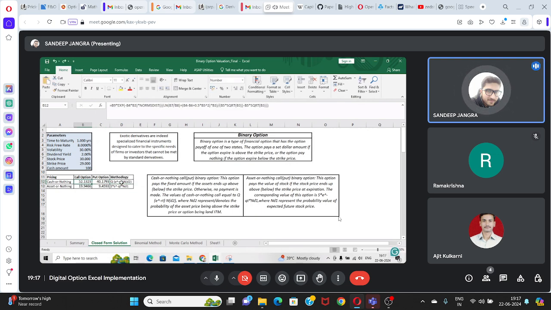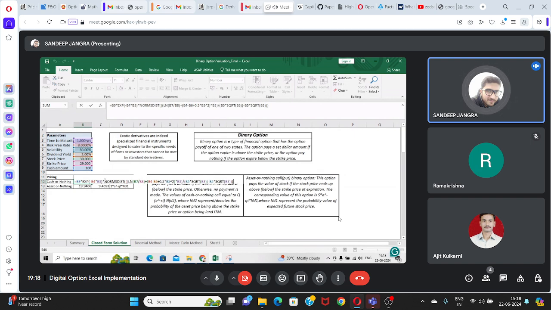So here we have to value the cash-or-nothing call option by its given closed-form solution methodology, where B9 represents our cash amount, which we will get once the option expires in the money. Exponential of minus rT is our risk-free rate factor, and T is the time to maturity.